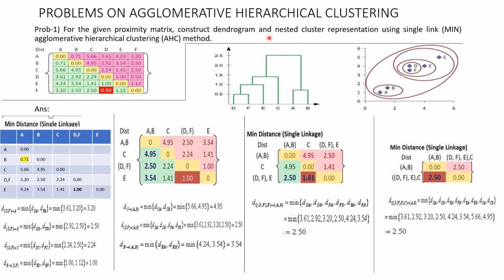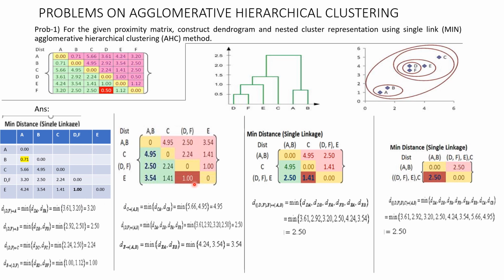How do you show it in the form of a dendrogram? Please see here. Which is the first point that was merged? F and D, or D and F was first merged, right? So D comma F is merged here with a distance of 0.5. Next, which was merged? A and B, right? What was its distance? 0.71. So A and B are merged with a distance of 0.71.